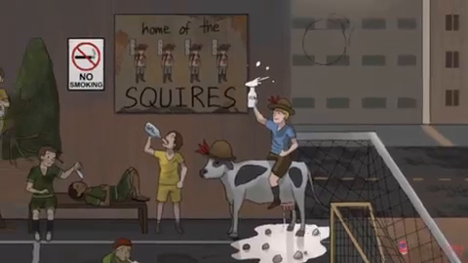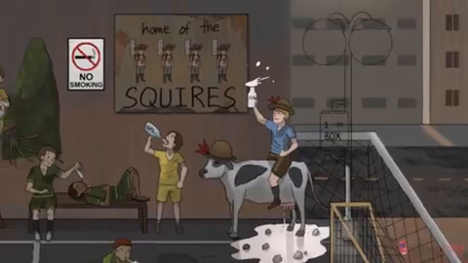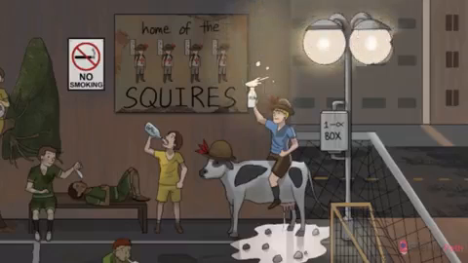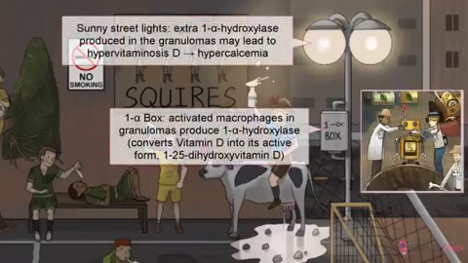Within the granulomas, activated macrophages produce extra amounts of 1-alpha hydroxylase. Recall from our sketchy farm vitamin D video that this enzyme is responsible for adding that last hydroxyl group to form 1,25-dihydroxyvitamin D, the active form. Remember, too, that natural sunlight is what initially activates vitamin D in the skin. So, to represent hypervitaminosis D, we've added some super bright streetlights, as bright as that vitamin D-inducing sun.